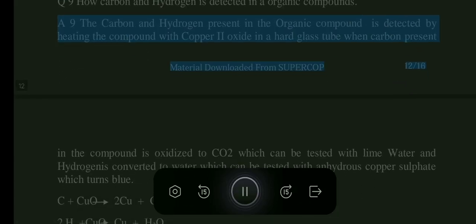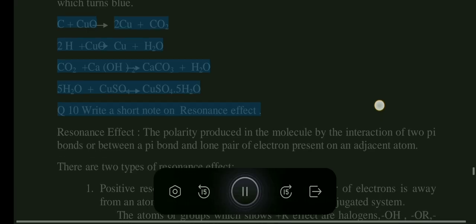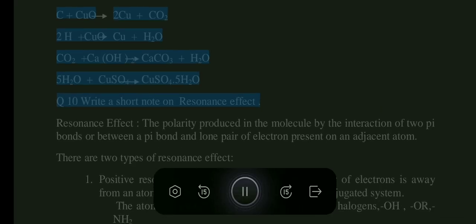A9. The carbon and hydrogen present in the organic compound are detected by heating the compound with copper(II) oxide in a hard glass tube. Carbon present in the compound is oxidized to CO2, which can be tested with lime water, and hydrogen is converted to water, which can be tested with anhydrous copper sulfate, which turns blue. C + 2CuO → 2Cu + CO2; 2H + CuO → Cu + H2O; Ca(OH)2 + CO2 → CaCO3 + H2O; 5H2O + CuSO4 → CuSO4.5H2O.